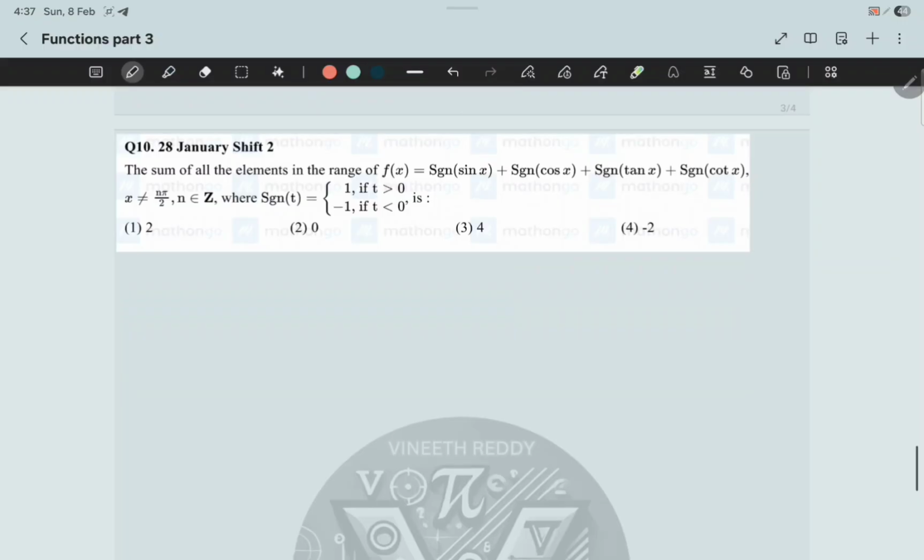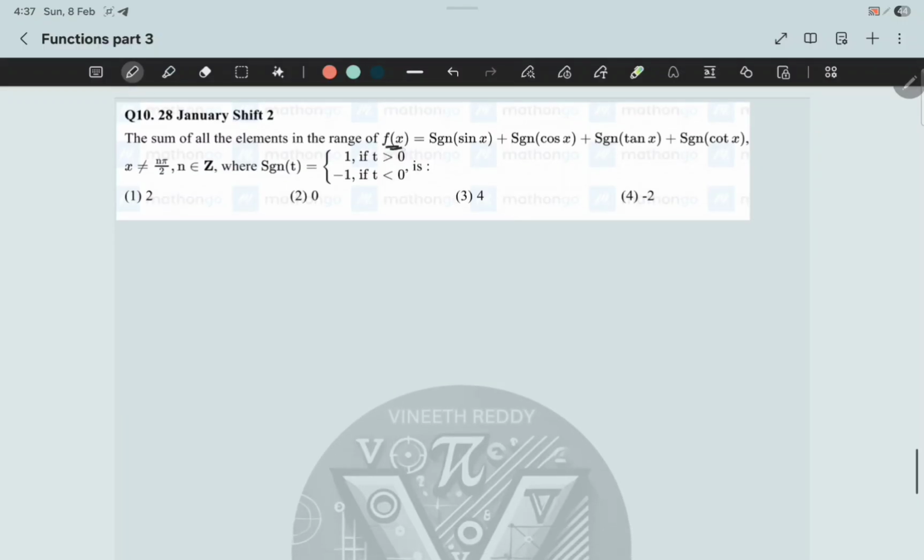Now let us go with the next question. The sum of all elements in the range of f of x, signum of sin x plus signum of cos x plus signum of tan x plus signum of cot x. I think it is meaningful to say x is not equal to n pi by 2, because then tan x and cot x are not defined in the domain, and n belongs to integers. Signum of t is 1 if t is positive and signum of t is minus 1 if t is negative, right?